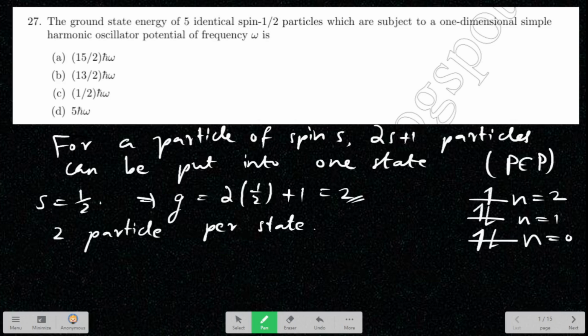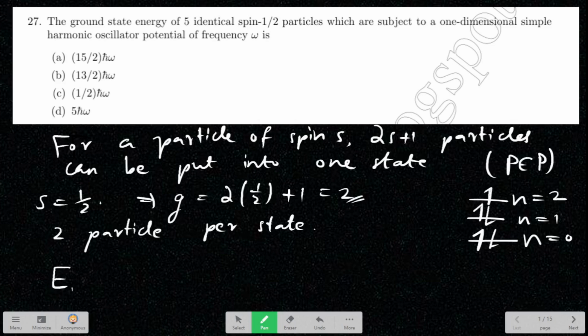Of course, we can put one particle in n equal to 5th state, another particle in n equal to 8th state, but we are trying to minimize the energy here because we need ground state energy. So the first 2 particles we will put in n equal to 0, the least energy state. The next 2 will go in the next higher energy state, and the final will go into n equal to 2 state.